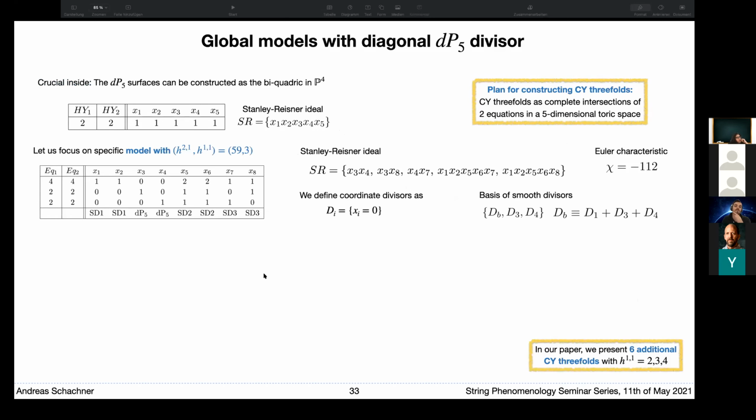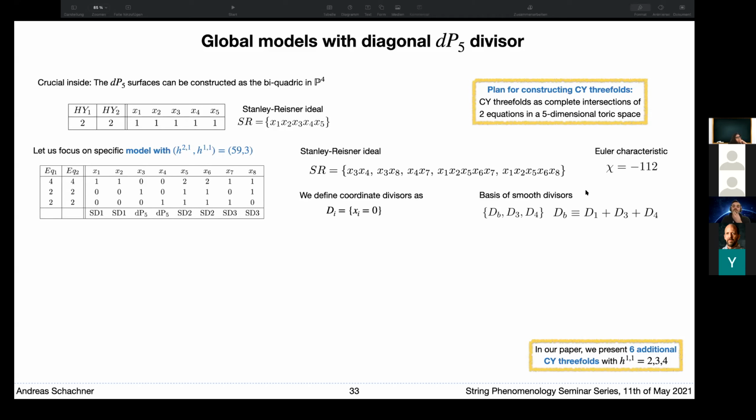But here, let's focus on one specific example. This specific example has h^{1,1} equal to 3 and is represented by this data here, where we have 2 dP5 divisors, which is already good news. And it turns out that the divisor at the coordinate x3 is diagonal and can be taken as our singular divisor that hosts the D3 brane realizing the local model.